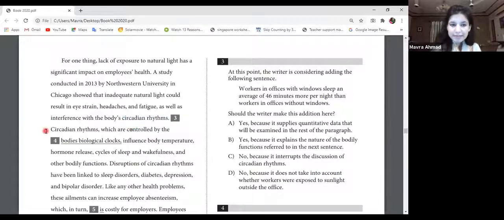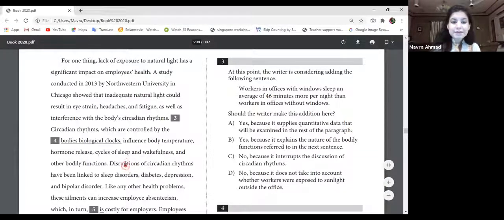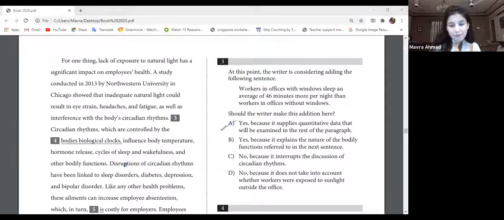और उसके बाद उन्होंने next sentence में circadian rhythms को ही explain किया हुआ है कि they are controlled by the body's biological clocks and what do they do in the body. So let's see, should the writer make this addition here? Should the writer use this sentence over here? Yes or no? Yes, because it supplies quantitative data that will be examined in the rest of the paragraph. I don't think that this sentence is providing data that we need for the rest of the paragraph. So option A is definitely not the right answer. I'm just going to mark it as wrong.